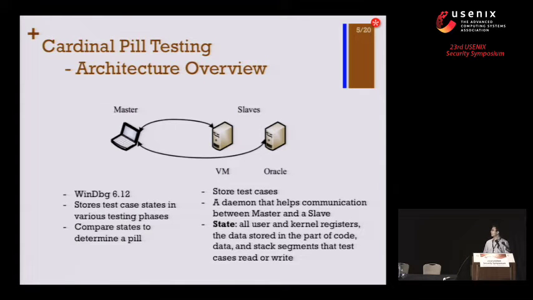On the slave side, both of them store the same set of test cases. And in addition, a daemon that helps communication between the virtual machines and between the master and the slave is also installed. Here, we define the system state as all user and kernel registers, and the data stored in the code, data, and the stack segments that test cases read or write.